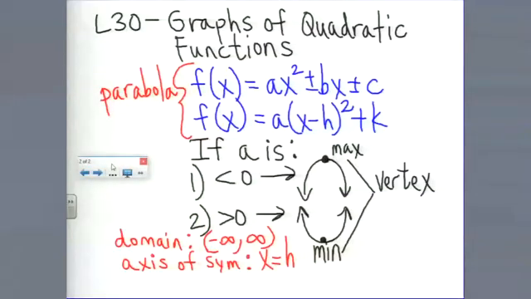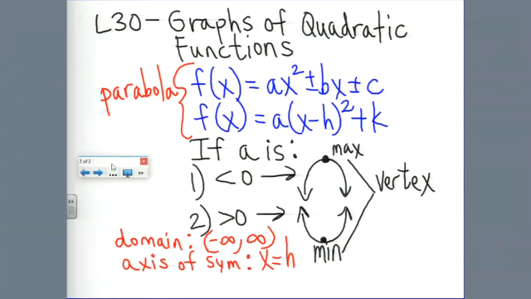Lesson 30 deals with graphs and also further applications of quadratic functions. Now, we know that a quadratic function normally has a standard form of ax squared plus or minus bx plus or minus c. Well, there is another form that we'll talk about a little bit later. f of x is equal to a times, in parentheses, x minus h squared plus some k.